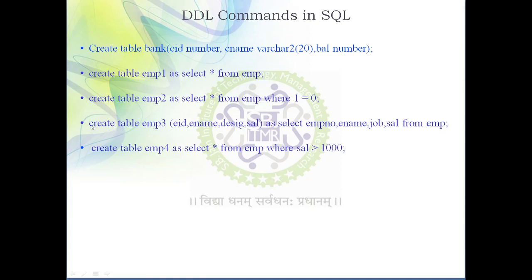Then how can I do this? By using this, create table emp3. Here you need to specify what are the attributes that you want to copy from the original table. So in this case I need to copy these 4 attributes: employee ID, name, designation and salary, as select employee number, name, job, salary from employee table. So by using this I can copy the attributes from the original table to a new table.